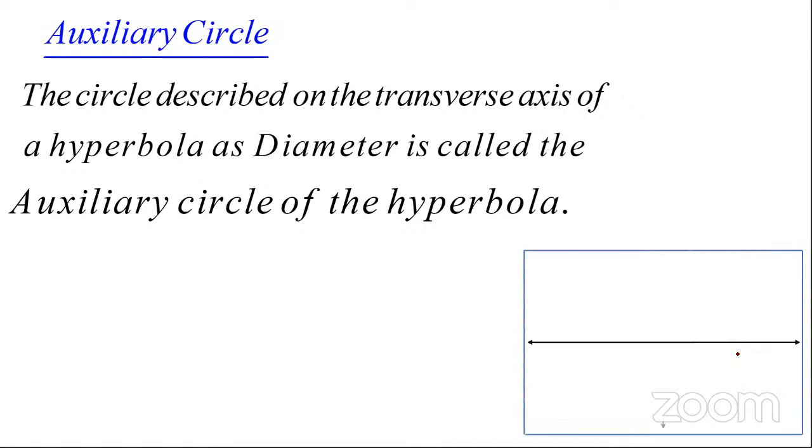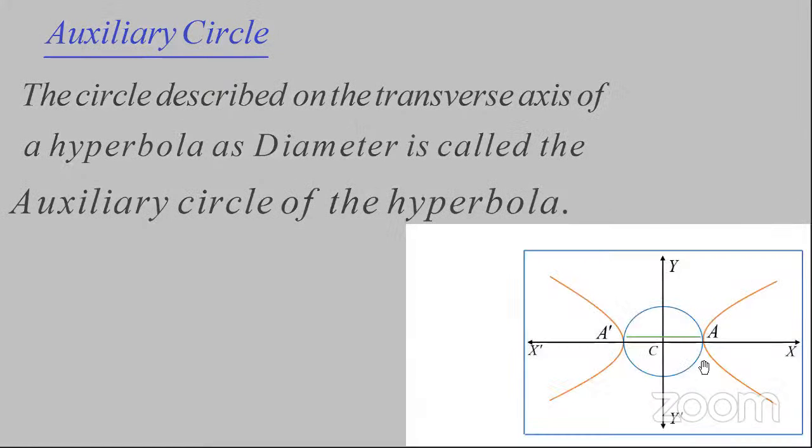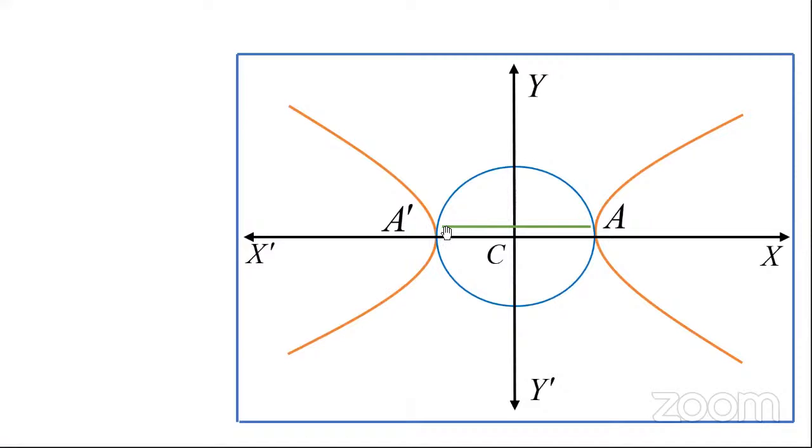The figure looks like this. Here the length of the transverse axis is equal to the diameter of this circle. Also, here this is a comma 0, and this is minus a comma 0. Then what is the radius of the circle? The radius of the auxiliary circle is a.